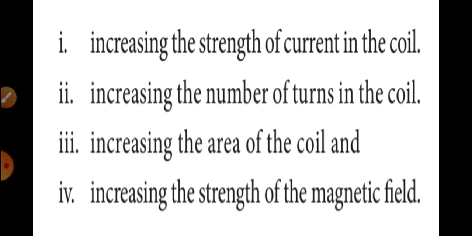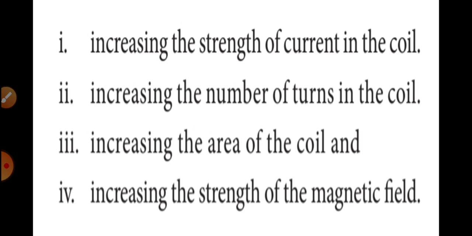Second one is increasing the number of turns in the coil. So we have considered one coil. Number of turns is nothing but winding the coil one after another. If we keep winding the coil, the turns increase, so the number of turns in the coil increases.